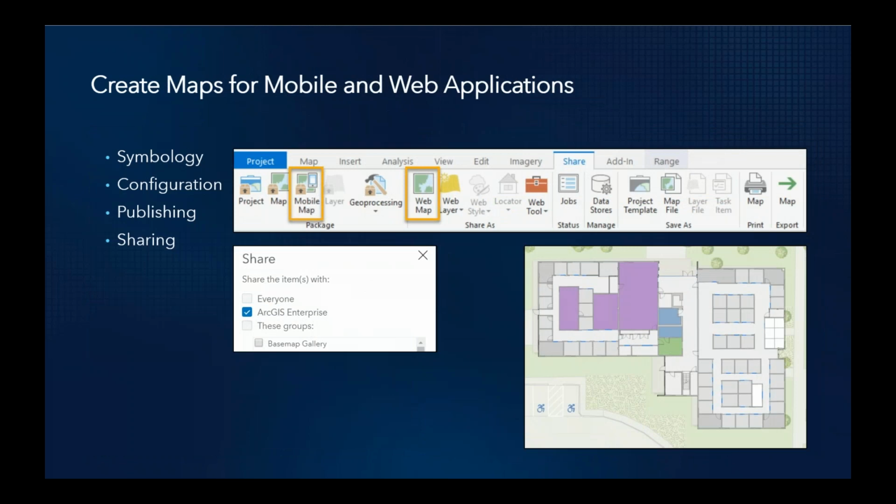Once you've created a map that makes sense for your organization or a series of maps, you can publish them as web maps and mobile maps using the default publishing capabilities of ArcGIS Pro to your indoors portal.